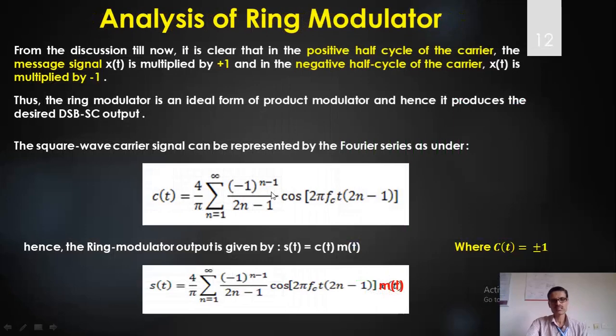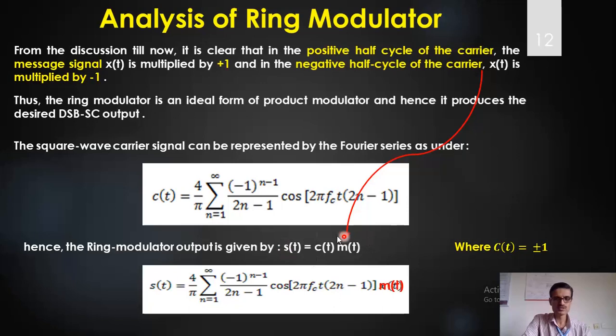Now we will analyze the working of this ring modulator both in the time domain as well as in the frequency domain, and how exactly we get only the spectrum of the carrier signal, that is only two sidebands, lower sideband and upper sideband, and how other higher order harmonics are all rejected. As I explained earlier, the positive half cycle of the carrier and message signal is multiplied by +1, the negative half cycle of the carrier, x of t, that is the message signal, is multiplied by -1, so we get a product of the two components. This is equivalent to this equation.